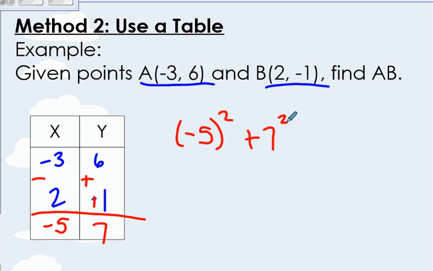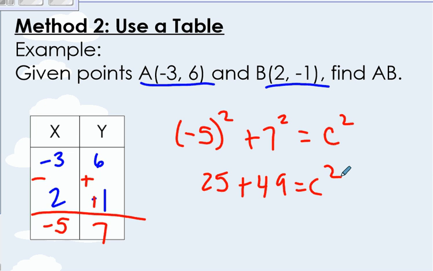Now, if you type this into the calculator without the parentheses around the negative 5, it will give you a negative number. That is because it is following order of operations. Okay, so it's squaring the number and then multiplying by a negative. You have to put it in parentheses. So we're going to get 25 plus 49 equals c squared.